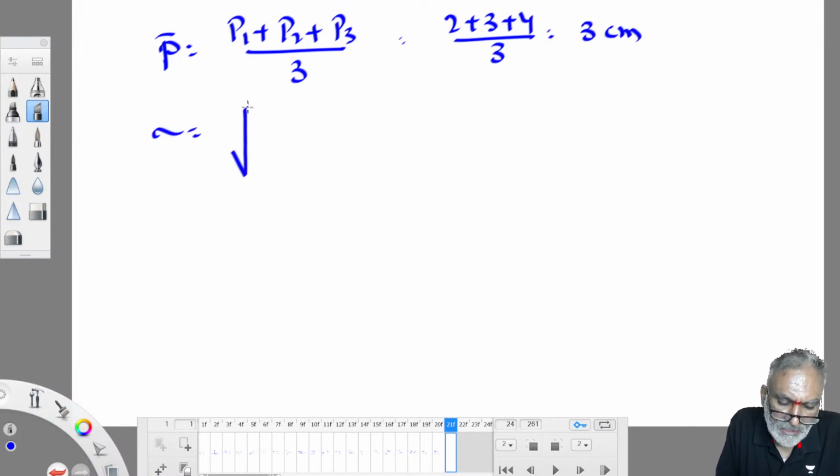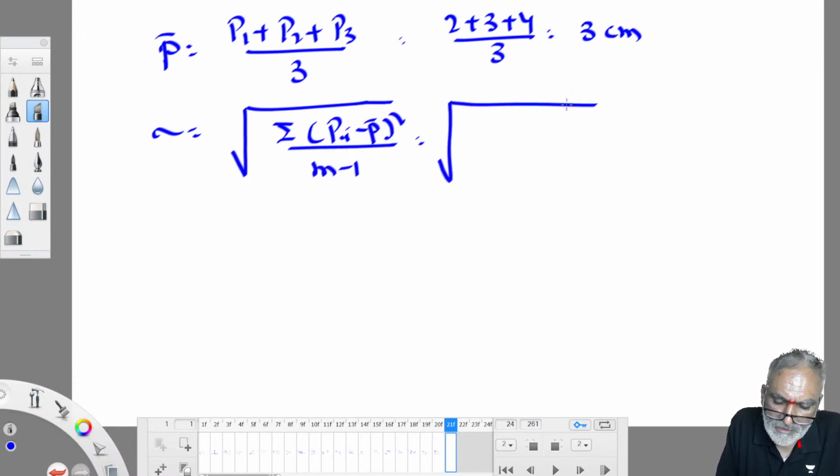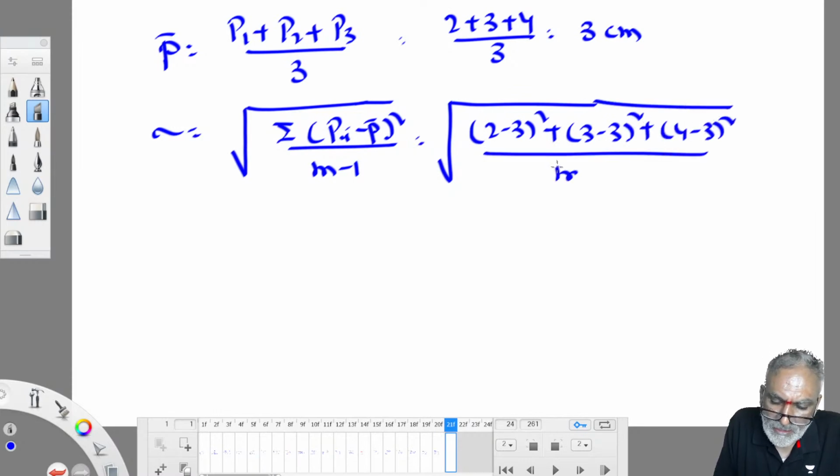What is standard deviation? Root of sigma (Pi minus P bar) whole square by (M minus 1). So how to write this? It is (2 minus 3) whole square plus (3 minus 3) whole square plus (4 minus 3) whole square by (M minus 1). M is equal to 3, so 3 minus 1. So 2 minus 3 is minus 1, square, 1 only. This is 0. This is 1. 1 plus 1, 2. 2 by 2, 1. Root 1 is equal to 1 centimeter only. Standard deviation also 1 centimeter.